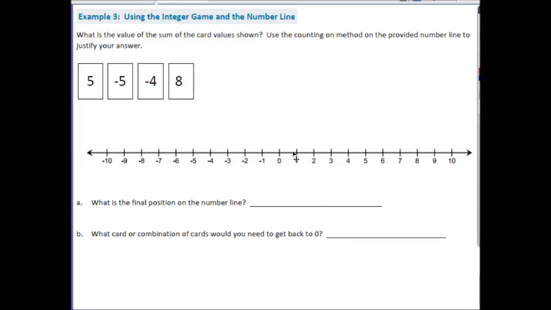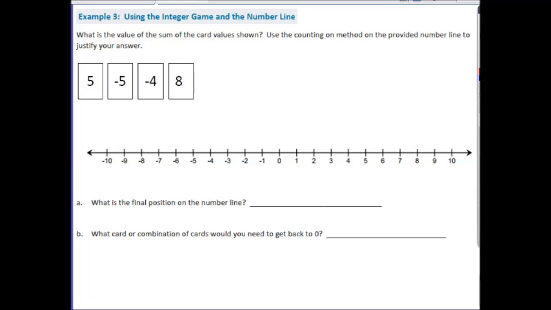Okay, let's take a look at example 3 using the integer game and the number line. Now the integer game I'm going to explain to you tomorrow, and basically it's a card game that you will get to play in a group. So in this case, I have 4 cards in my hand, and what they're asking me to do is to find the value of the sum of the cards shown. And we're going to do this using a number line. So this is a skill that you're going to need for class tomorrow.